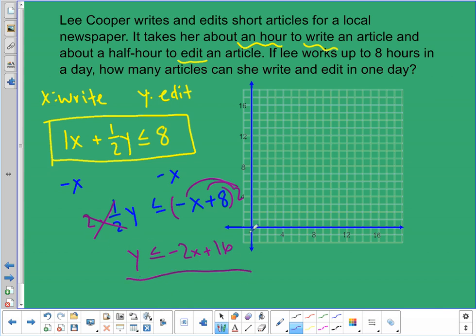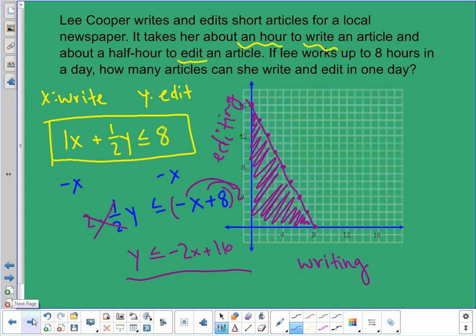So let's label our axes. X is writing articles, and Y is editing articles. My y-intercept is up at positive 16, and then my slope is negative 2, so that means I come down 2 and go over 1, down 2 and over 1, down 2 and over 1, down 2 over 1, and again, it's nice to go all the way down to that x-axis just so that you can see where that x-intercept is going to be. This is less than or equal to, so it's a solid line and shading underneath.